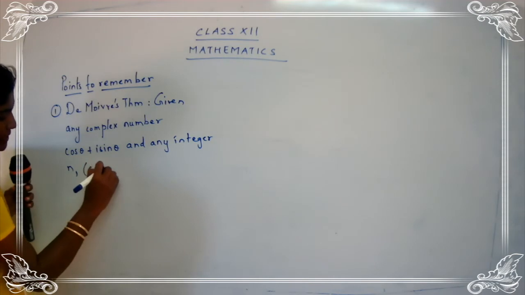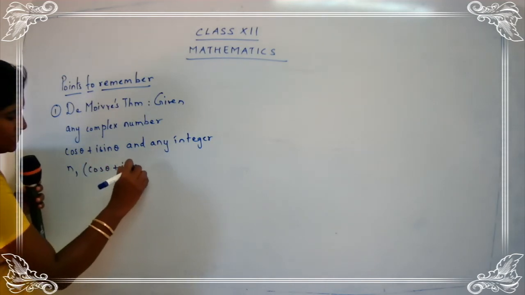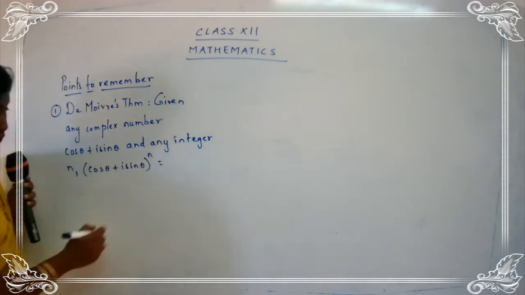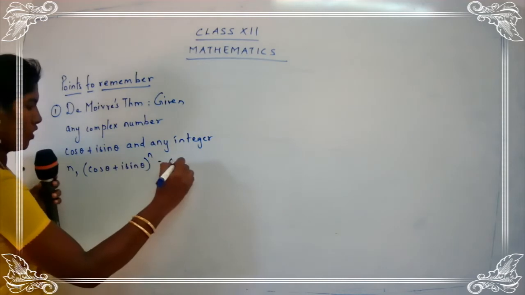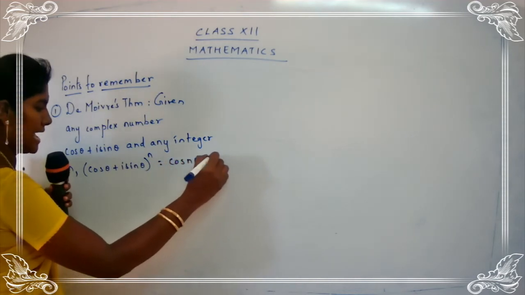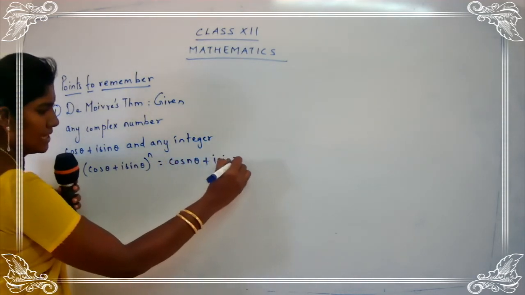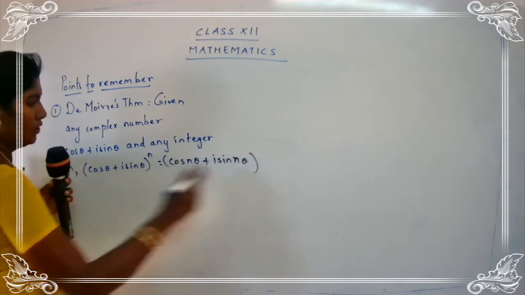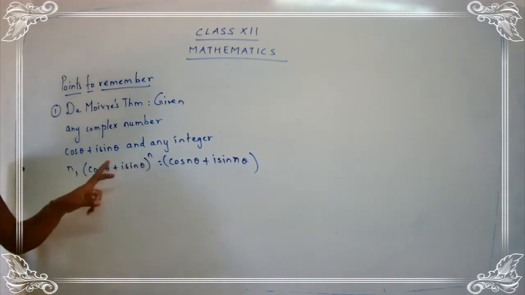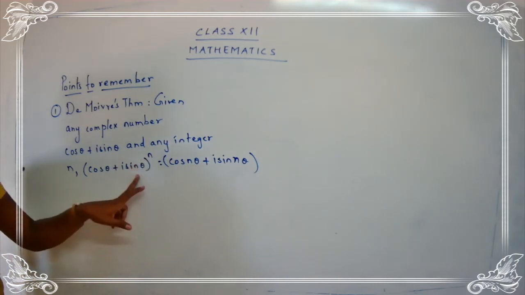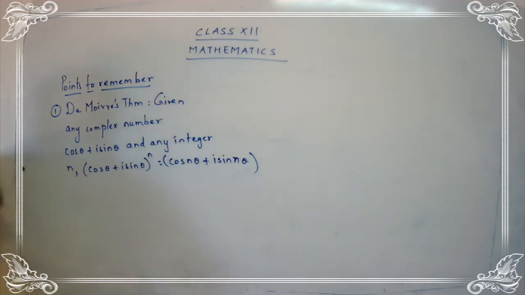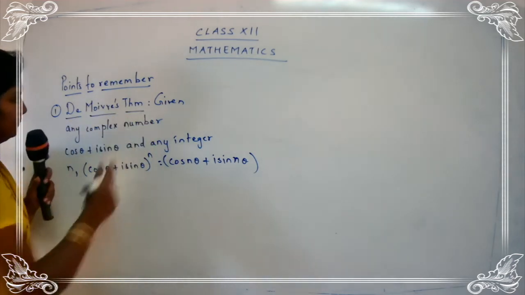cos theta plus i sin theta and any integer n, then you get (cos theta plus i sin theta) the whole raised to n is equal to, the n goes to the theta. That is, you have to write down n along with the angle. So you get cos n theta plus i sin n theta. That's all, very easy theorem. This is De Moivre's theorem.